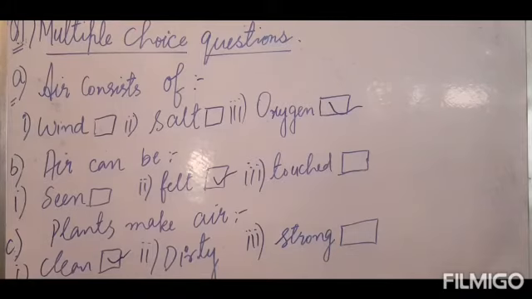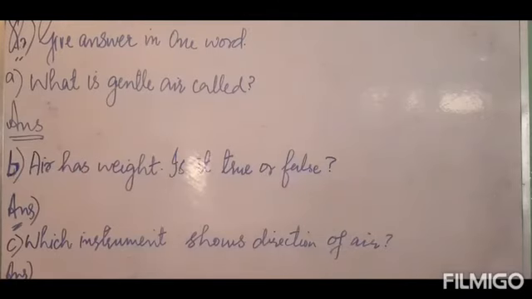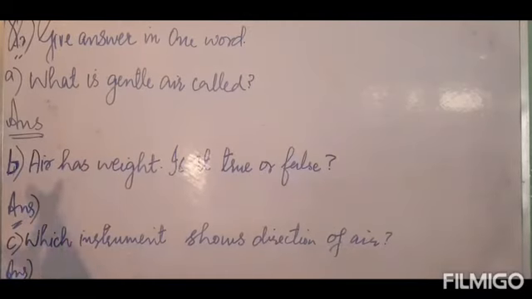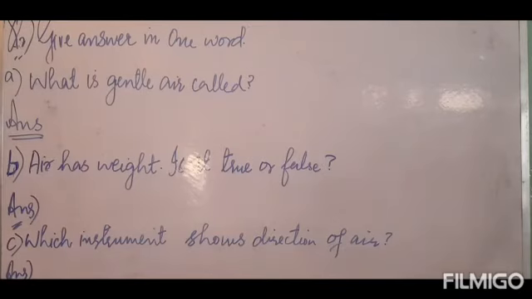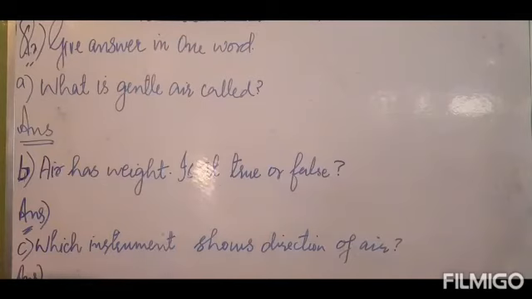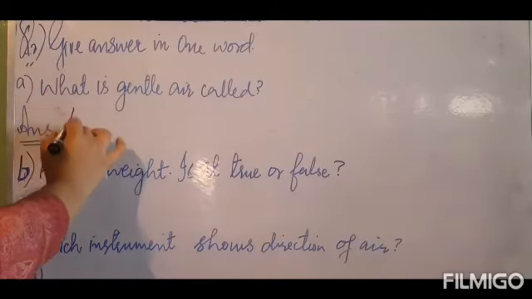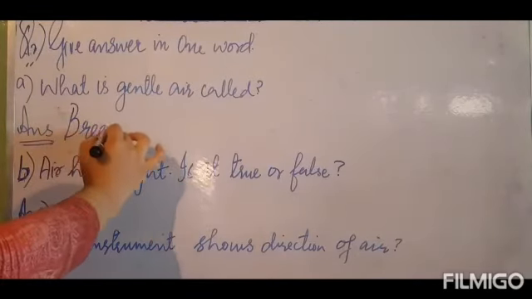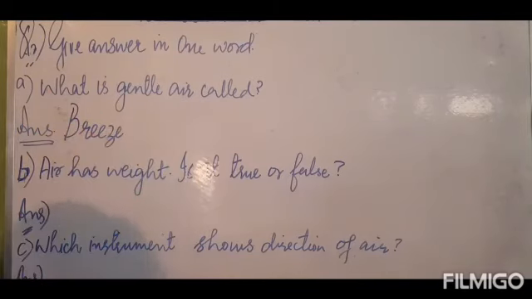Got it? Now, one word answer questions. Kids, your one word answer questions will be like this. Like here, I have given three questions. First one is, what is gentle air called? And what is the answer? Gentle air is called breeze. Exactly. Here you have to write breeze.